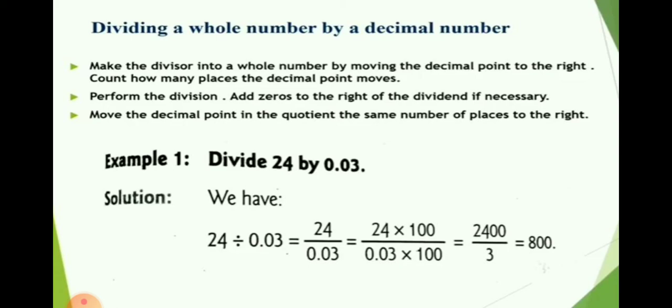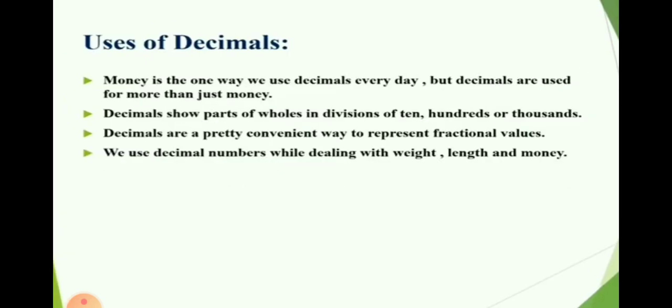In the numerator you can see 24 into 100 gives us 2400, and in the denominator it gives us 3. You can directly cancel it. 3 8s are 24 and then at last 00, and your answer is 800.